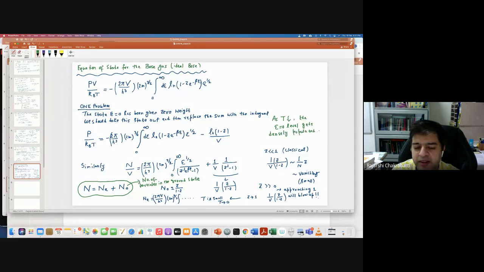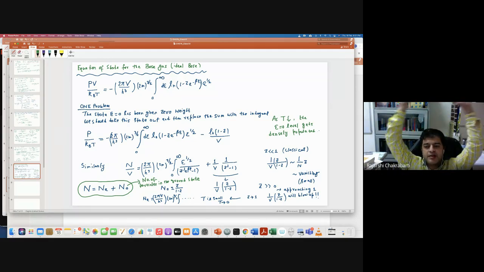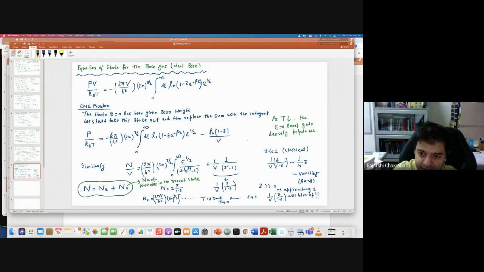So all the particles will come down to the ground state and collectively they will form a condensate, and this is called Bose-Einstein condensate, and this phenomenon is called Bose-Einstein condensation.